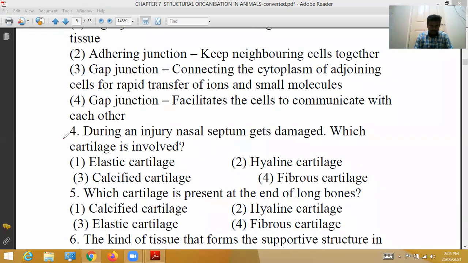Next, fourth question. During an injury, the nasal septum gets damaged. Which cartilage is involved? The nasal septum is located in the respiratory pathway in the nose, in the nasal cavities. When it gets damaged, which cartilage is damaged? Elastic cartilage is generally not located in the nasal cavities, so the first option is wrong.